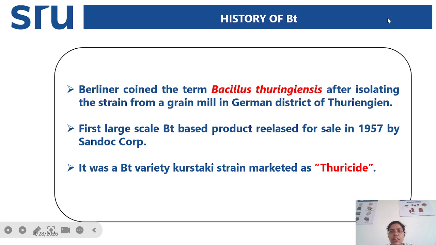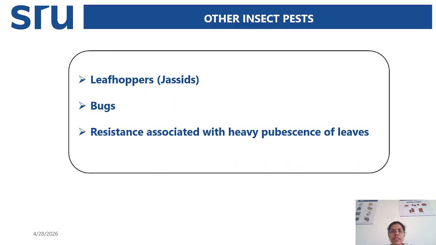Because of the introduction of BT, most of the bollworms were controlled. Bollgard 1 and Bollgard 2 were introduced by the Monsanto company. They developed bollworm resistant cotton varieties. Because of that, the farmers are getting somewhat better yield when compared to earlier because of this introduction of BT.